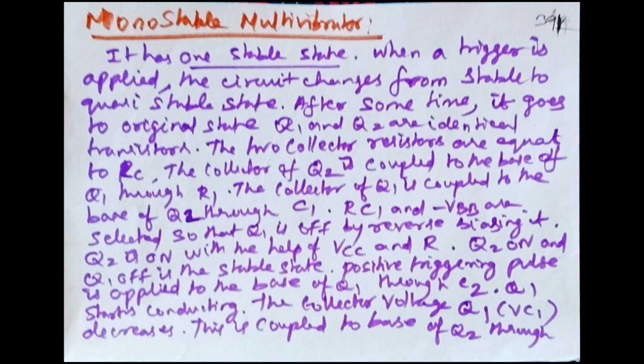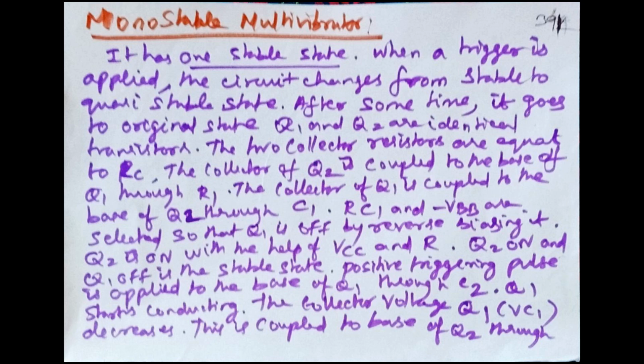The collector of Q2 is coupled to the base of Q1 through R1. The collector of Q1 is coupled to the base of Q2 through C1. RC1 and minus VB are selected so that Q1 is off by reverse biasing. Q2 is on with the help of VCC and R. Q2 on and Q1 off is the stable state.